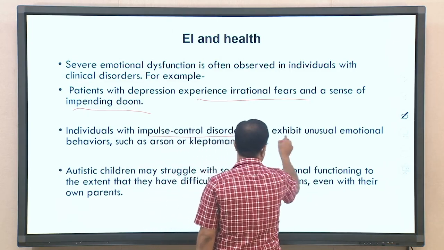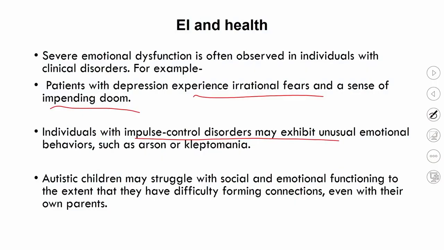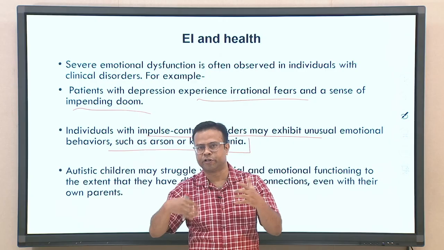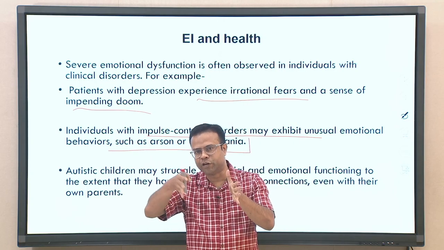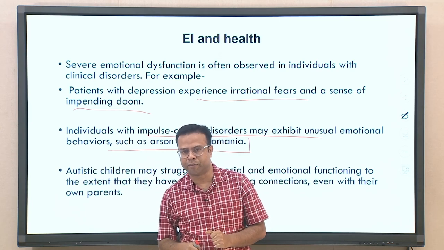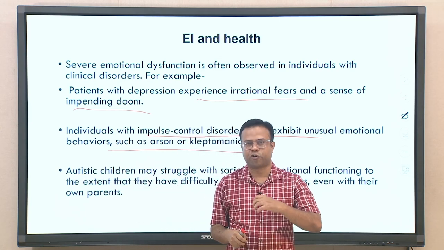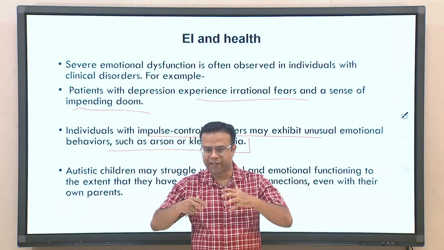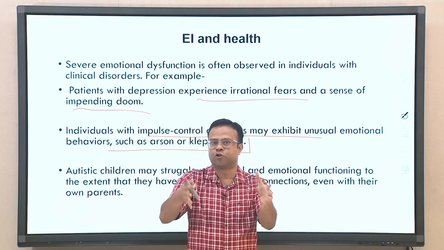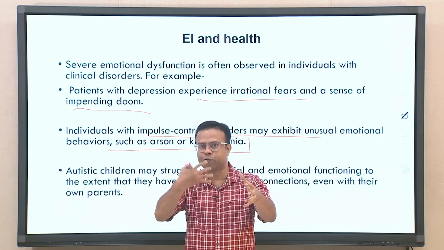Individuals with impulse control disorders may exhibit unusual emotional behavior, such as arson, kleptomania and so on. There is an issue with impulse control. They cannot control their impulses, and that could lead to various kinds of behavioral problems, like arson or kleptomania. There is a kind of obsession to do something, and they cannot control themselves. So, there is an issue with the regulation of emotion.